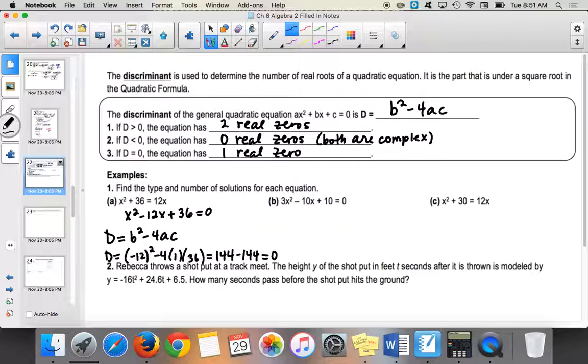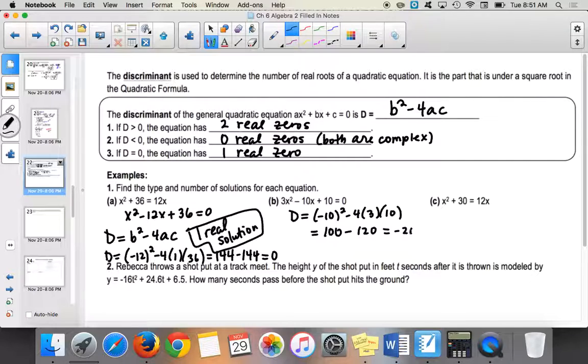So that means how many answers do I have? 1, right? So I have 1 real solution, because it means I had the plus or minus 0, right? And plus or minus 0 is the same answer. All right, so same thing here. If I find the discriminant, I'm going to do b squared minus 4ac. So I'm going to have negative 10 squared minus 4 times 3 times 10. So I get 100 minus 120. So I get negative 20.